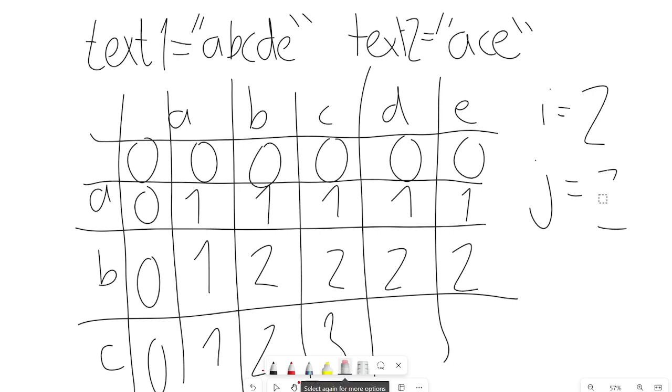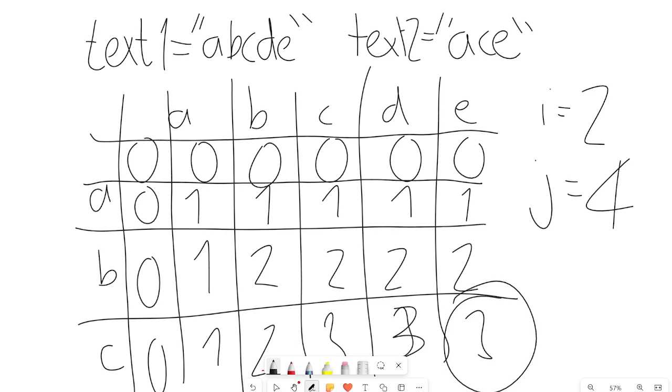Then we increment J again. Now J is 3. Do C and D match? No. So we set as the max between top and the left, which is 3. We increment J again. J is now 4. Do E and C match? No. So we set as the max between the top and the left, which is still 3. And then we return the last value here, because this will show us our longest subsequence.